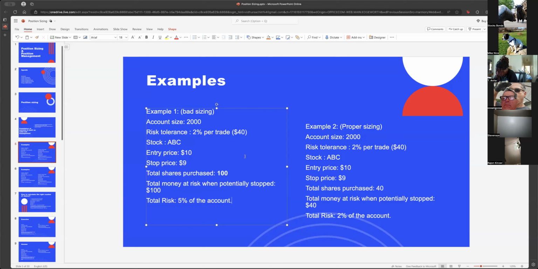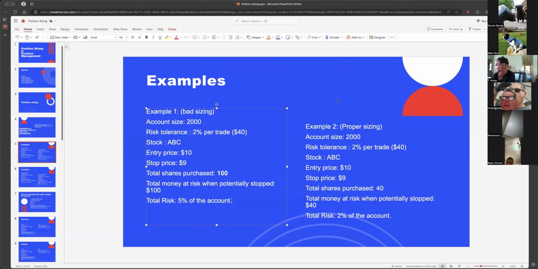If you notice something, we're not talking about the amount of money you're putting in to buy these shares. We're talking about how much you will lose if you get stopped out on these shares. Big difference. It's easy to get confused. When I say don't risk more than 2%, the confusion is, are you saying I should only put in $40 to buy a single contract or a single share? No. You can buy as much as you want. You can put your entire portfolio into one trade. But what we're talking about is how much you will lose if you get stopped out. That money shouldn't be more than 2% of your entire account.